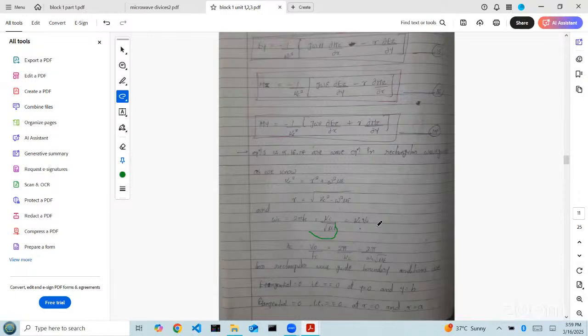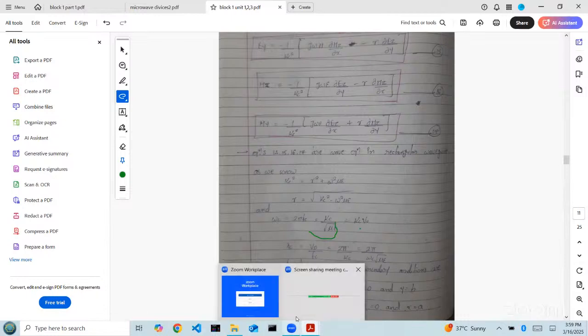From this we calculate the lambda value. What is the lambda formula? V0 by fc. What is fc? Previously we got Kc by root mu epsilon. So V0 by fc can also be written as 2 pi by Kc.